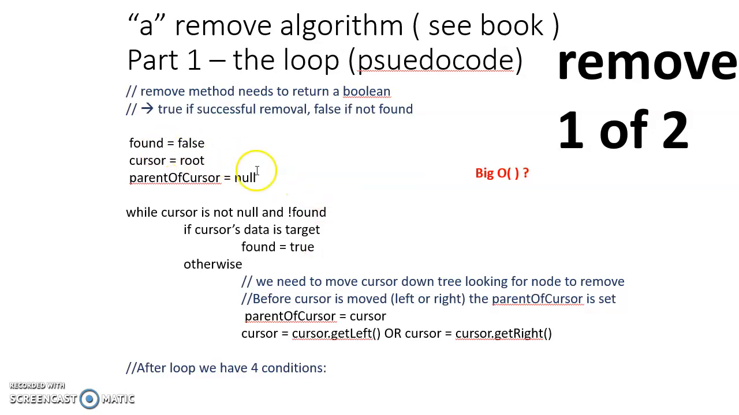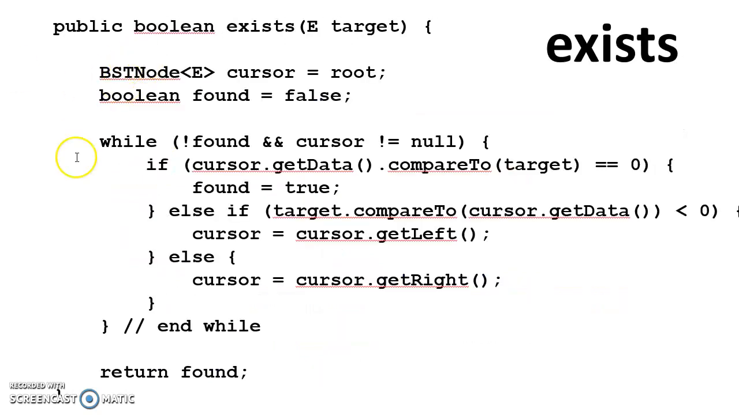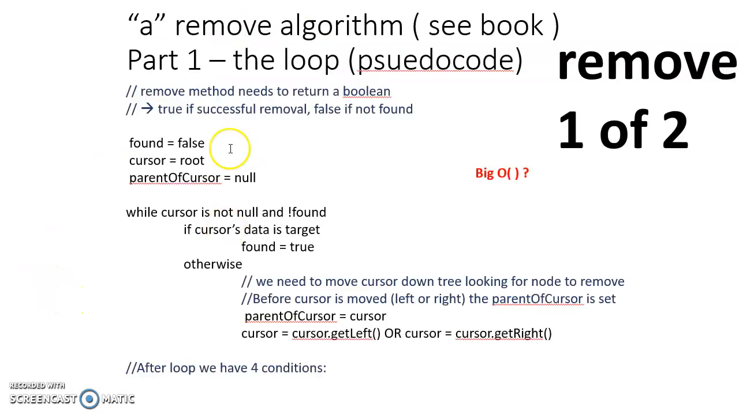The pseudocode that's here, except for this thing of parent, which we'll get to in a moment, is basically the same as the Java code for the exists method. Meaning when you actually have to write the remove algorithm, you can use the exists method as a template for this first piece, the loop.